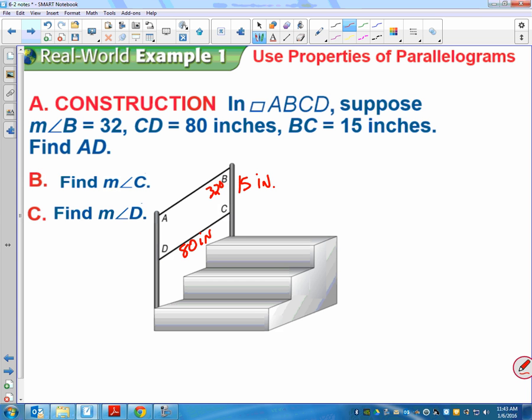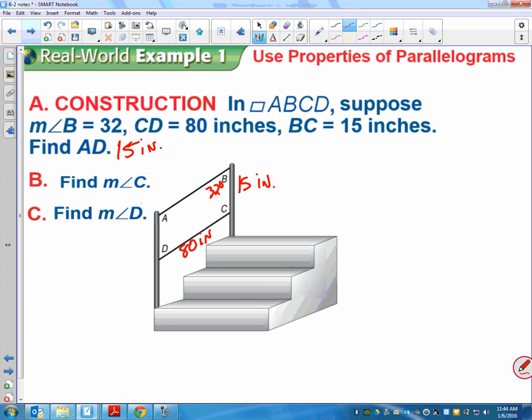Sydney, what did you get for AD? Like for part A, for AD. Right, good. It's 15, right? And if this is 15, opposite sides are congruent, it means that this is also 15 inches.